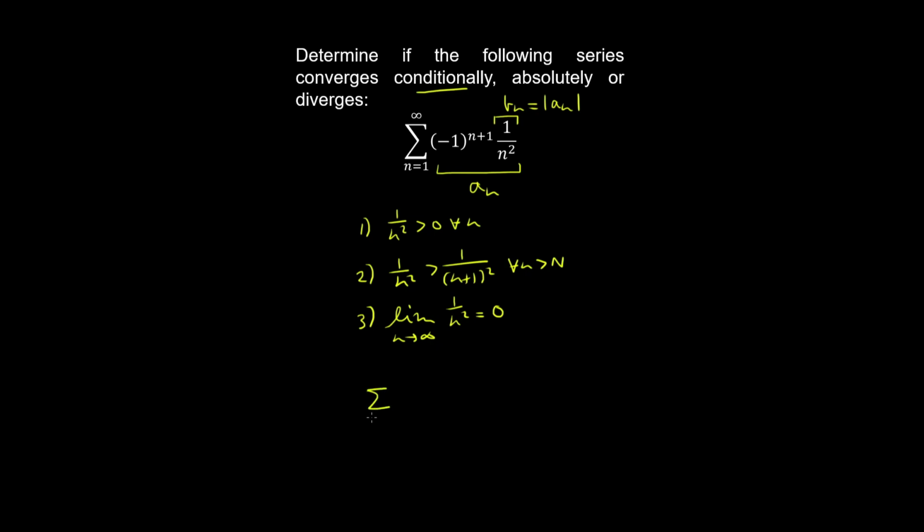And now to check if it converges absolutely, we take the series bn, and we recognize that this is a harmonic p series with the exponent greater than 1. So this series converges, and therefore this series converges absolutely.